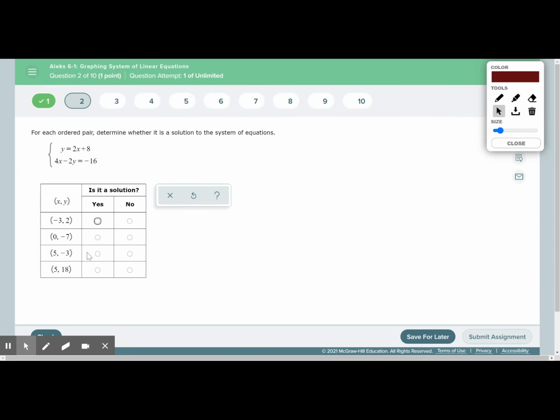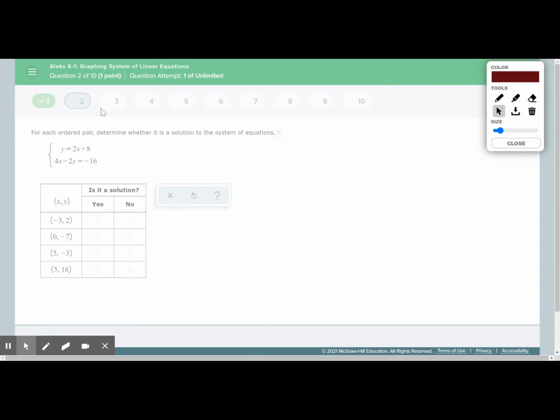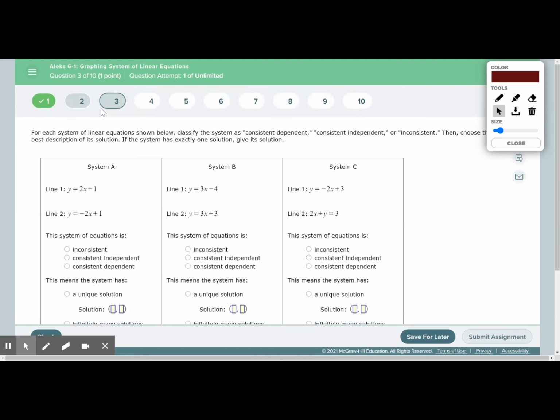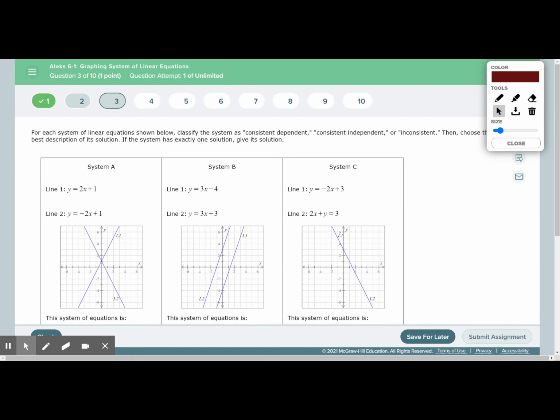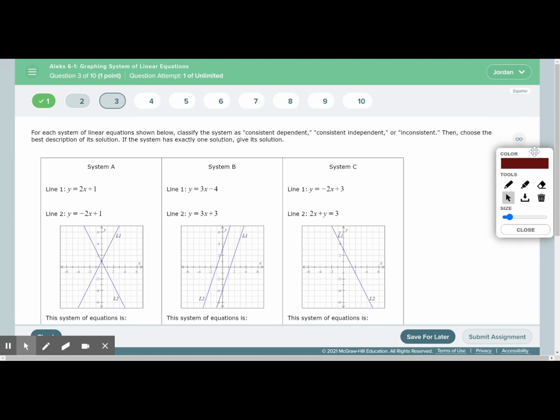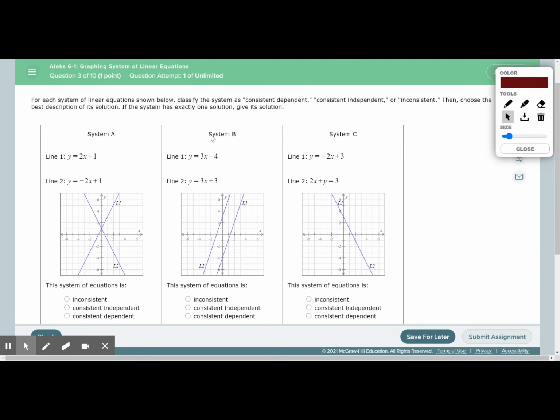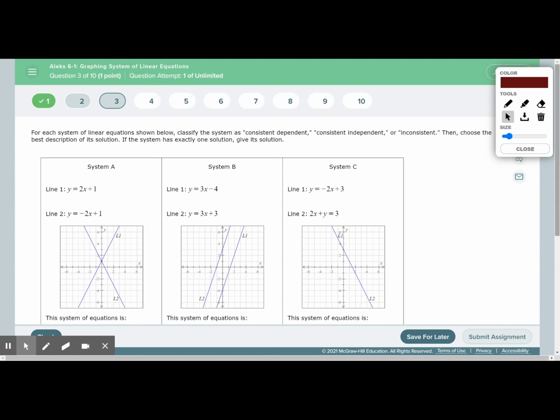Okay, so it's the same idea for number 2. So I'm going to skip this one. We're going to go to number 3. All right, number 3, for each system of linear equations shown below, classify the system as consistent dependent, consistent independent, or inconsistent. Then choose the best description of the solution. If the system has exactly one solution, give its solution.